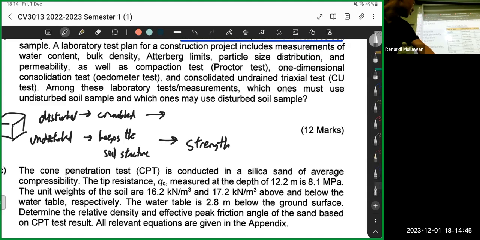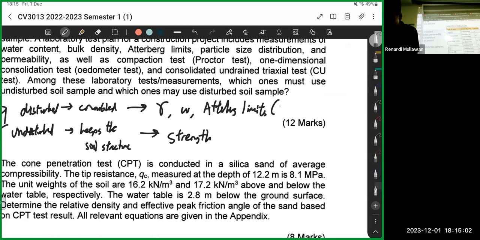For disturbed, here you can only take the density, water content, and Atterberg limits. Atterberg limits is the LL, PL, PI. It's the liquid limit, plastic limit. Yeah, it's this one.